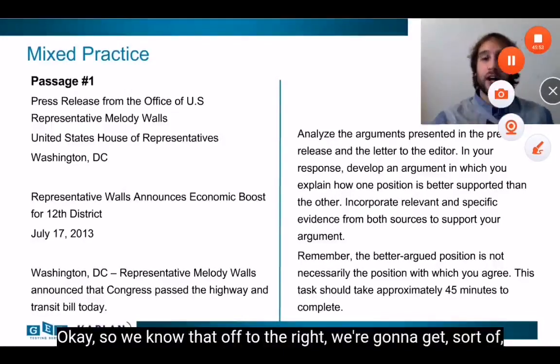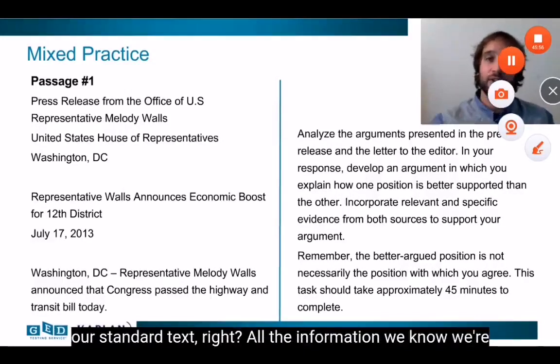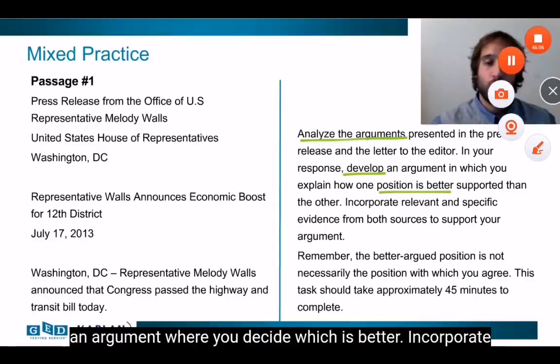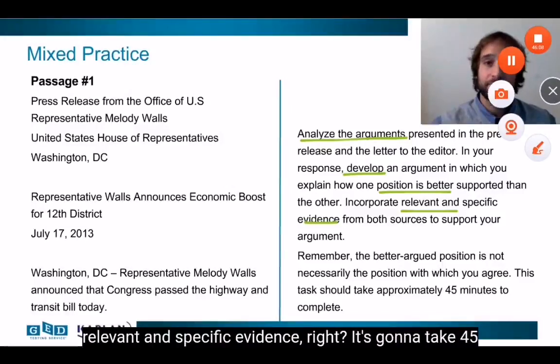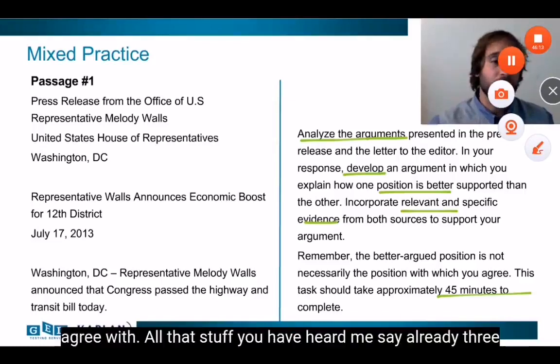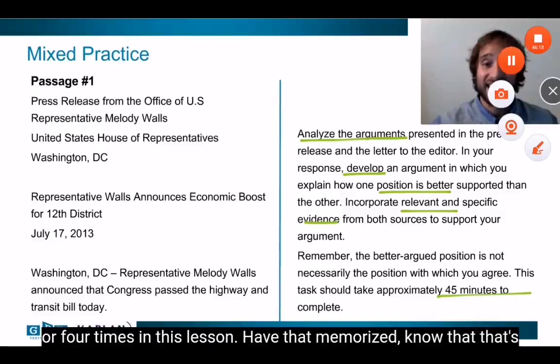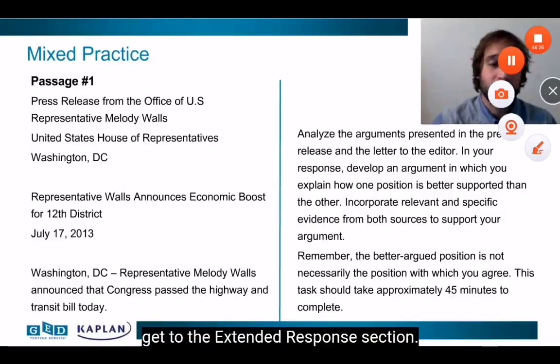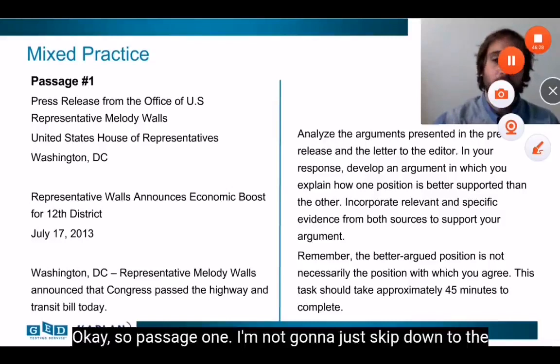This is just a quick rundown of those steps that we looked at in depth just a second ago. Okay, so we know that off to the right, we're going to get our standard text, right? All the information we're already going to see. Analyze these arguments. Develop an argument where you decide which is better. Incorporate relevant and specific evidence, right? It's going to take 45 minutes. It doesn't have to be the one that you necessarily agree with. All that stuff you have heard me say already three or four times in this lesson. Have that memorized. Know that that is what they are going to ask you before you ever get to the extended response section.